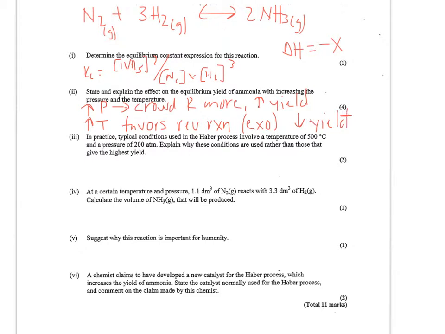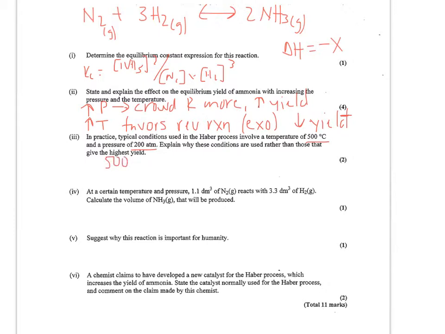Part 3, in practice, typical conditions used in the Haber process involve a temperature of 500 and a pressure of 200. And these both are considered kind of moderate conditions. Explain why these conditions are used rather than those that give the highest yield. And 2 big reasons for it. Well, actually 3 you could get into.